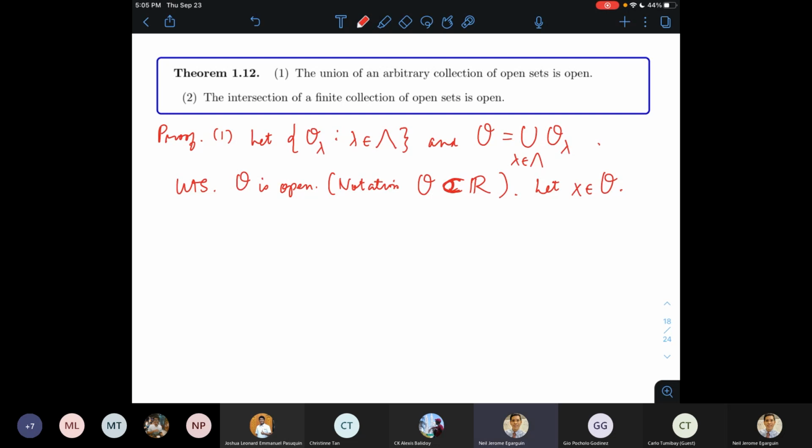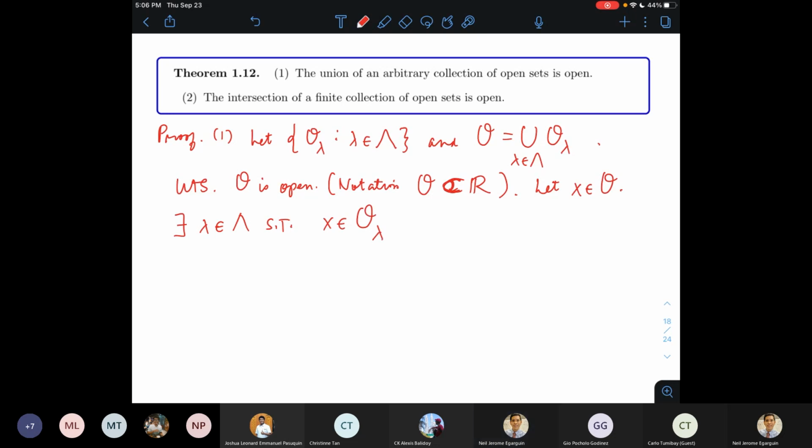Okay. Anong alam ko ba sa set O? Ang alam ko, yung set O ay union ng mga O sub lambda. Dahil si X ay member ng union, ibig sabihin member siya ng at least isang big O sub lambda. So kasi nasa union siya. So ibig sabihin nasa isa siya, at least isa dun sa mga nasa loob ng union. Okay? So that means there exists a lambda in capital lambda such that X is in big O sub lambda.